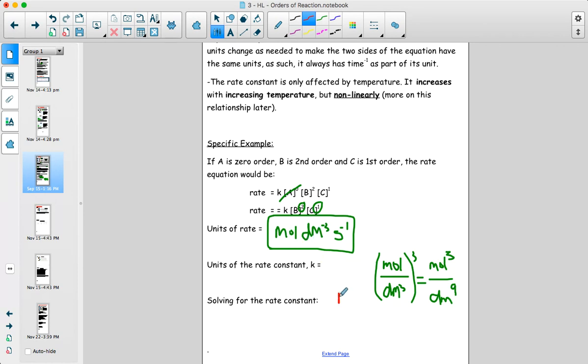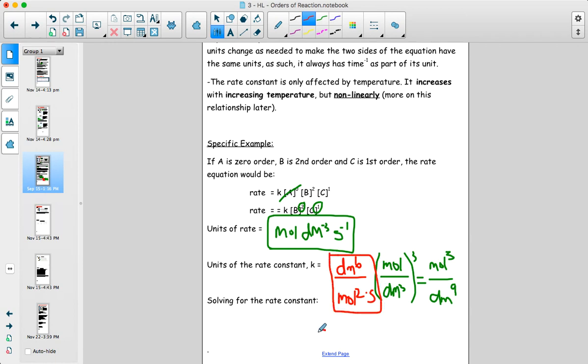So what I'm going to put is I must have moles squared on the bottom for the rate constant, because that will cancel out 2 of the moles over here. I only want 1 mole in my eventual unit. And I've got dm9 here. I've got to get rid of 6 of those. So I'm going to put dm6 on the top. The only other thing that the rate constant actually always has is a unit of time on the bottom, so that there's also a unit of time on the right-hand side of the equation. So this in red is the overall units of the rate constant.